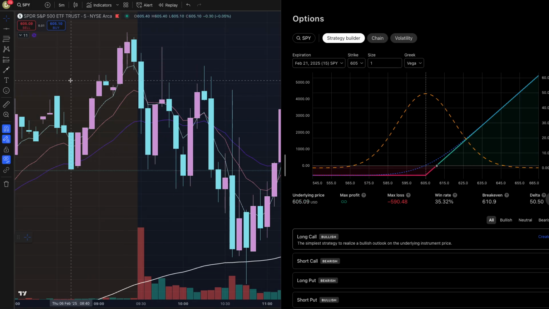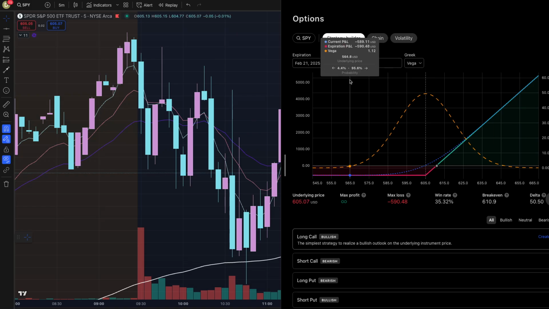So you can see in the background, we have SPY, the 5-minute chart up, and you can see that the price on SPY right now is trading at about 605.13. Okay. So when we're building our option strategy, we can see here that we have our price on SPY all the way from 545 to 665. So the lower line, the x-axis, is going to be the price of our underlying asset.